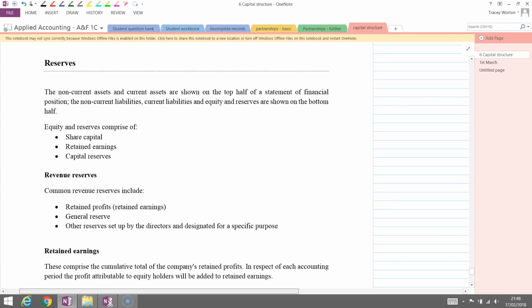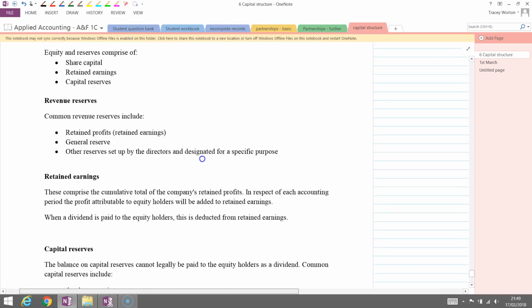So the final type of entry that we have in the equity section of the statement of financial position are the reserves. The non-current assets and current assets are shown on the top half of the statement of financial position. The non-current liabilities, the current liabilities, together with the equity and reserves are shown on the bottom half. The equity and the reserves will comprise share capital, retained earnings, and any capital reserves such as the share premium, and all of the equity and reserves effectively is owed back to the owners, i.e. the shareholders of the company.